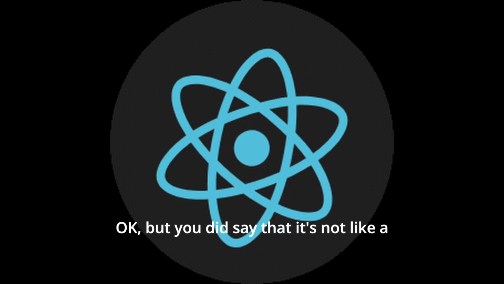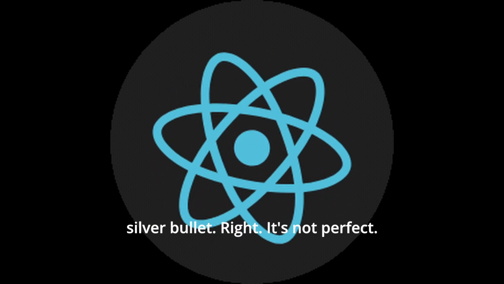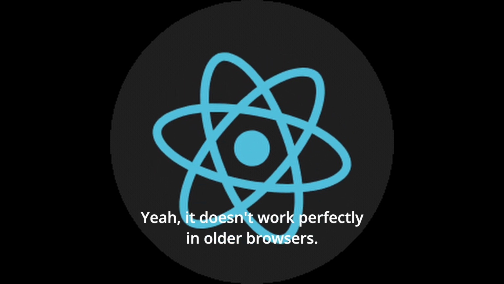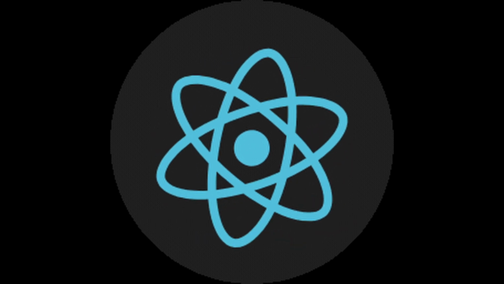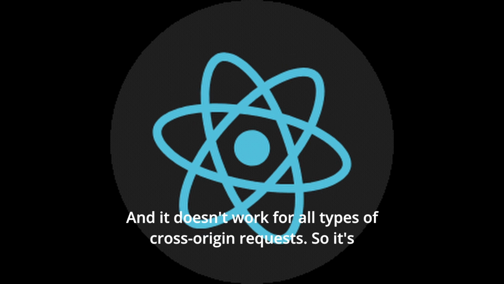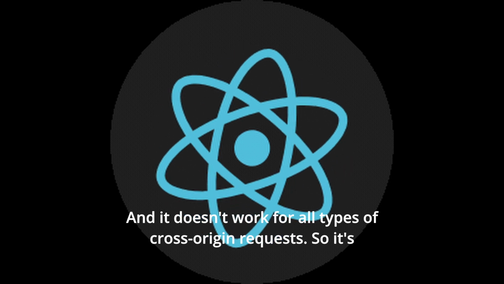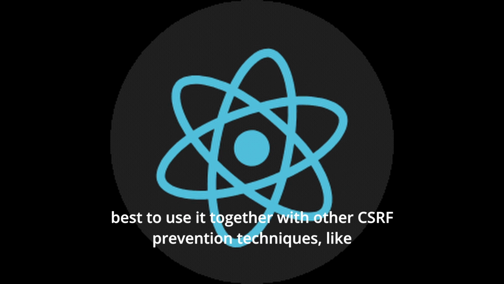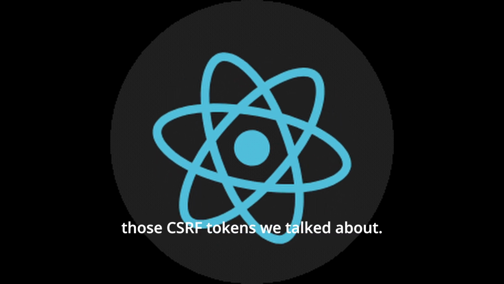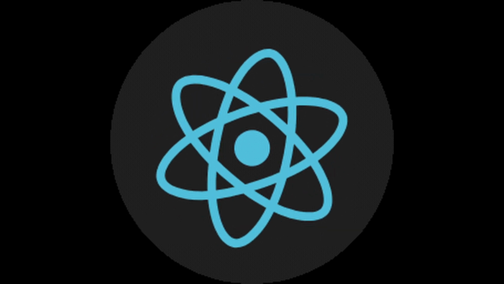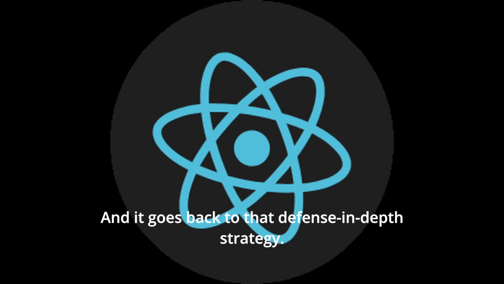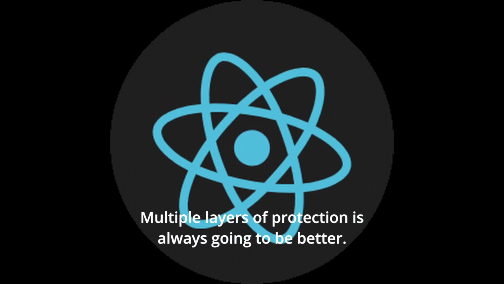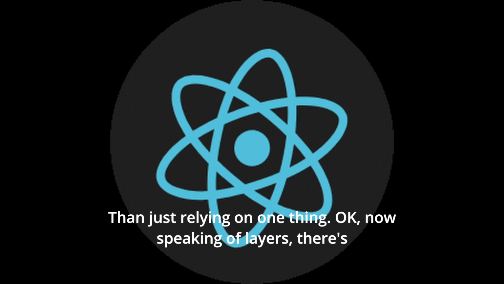Okay, but you did say that it's not like a silver bullet. Right. It's not perfect. It doesn't work perfectly in older browsers, and it doesn't work for all types of cross-origin requests. Okay. So it's best to use it together with other CSRF prevention techniques, like those CSRF tokens we talked about. And that goes back to that defense in depth strategy. Right. Multiple layers of protection is always going to be better than just relying on one thing.